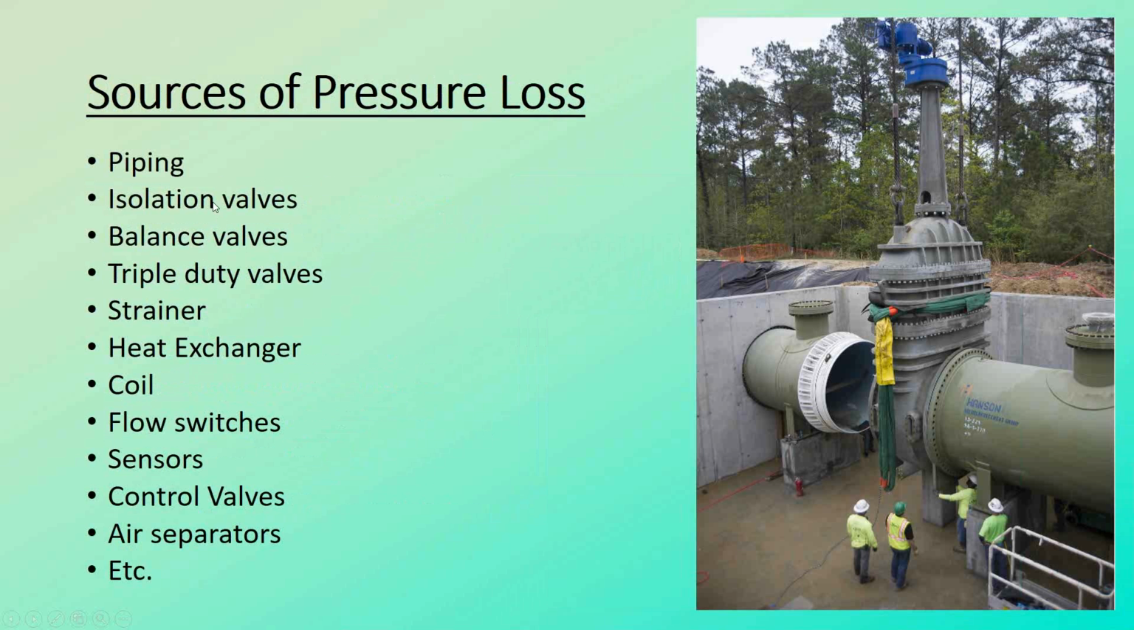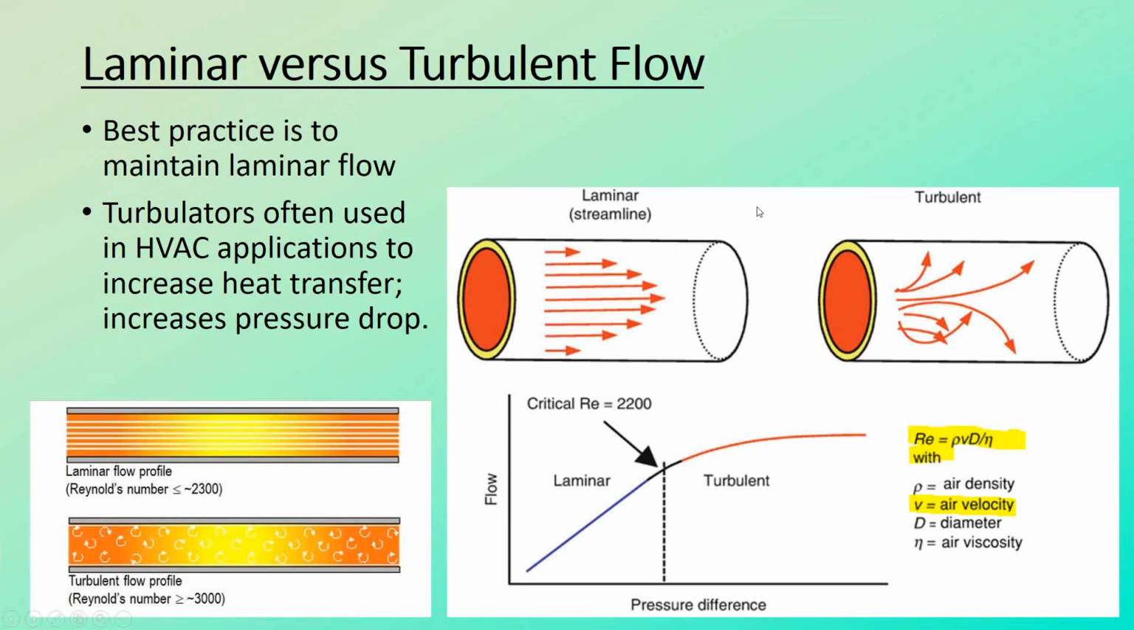There are a ton of different sources. The piping, the fittings, valves, control valves, air separators. This is a massive valve NASA's putting in. I think it's 96 inches. And our best practice is to maintain laminar flow. And at some points of the system, turbulent flow will occur.